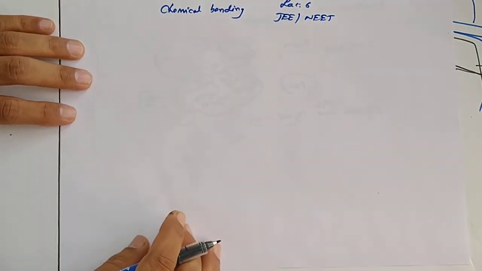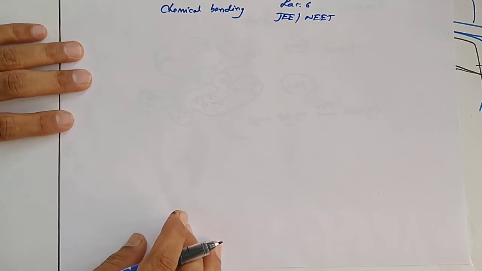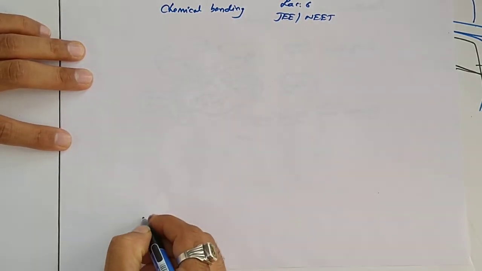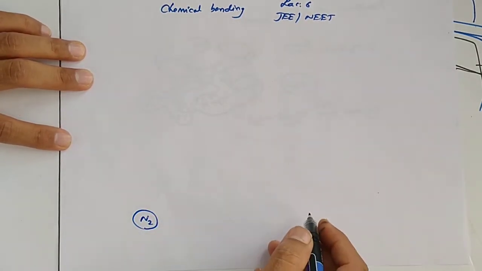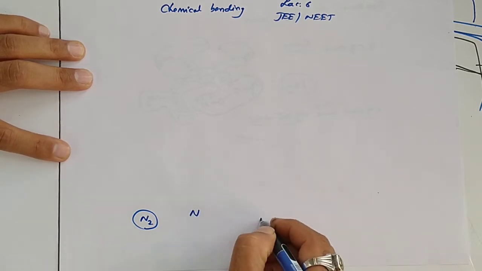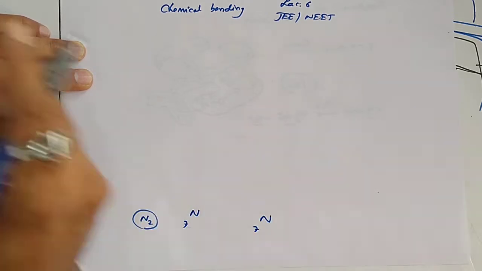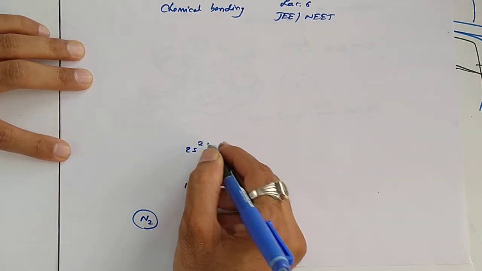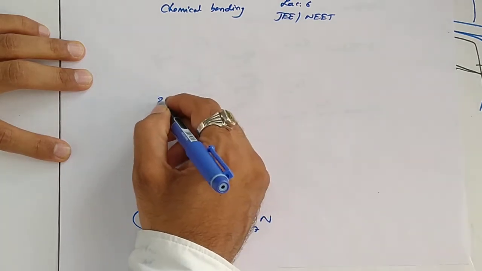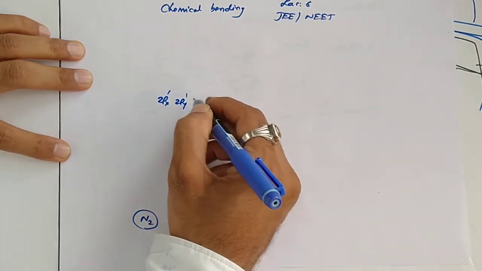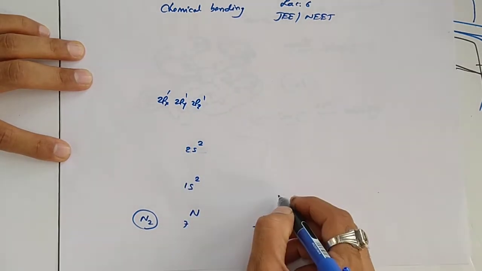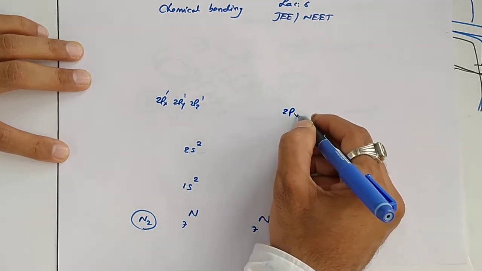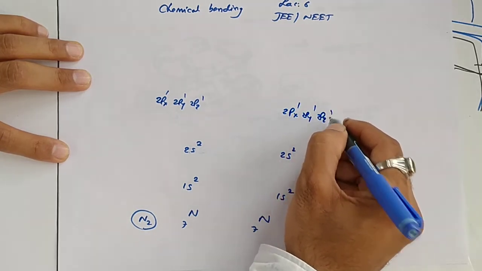In the last lecture we discussed some configurations of molecules, not of atoms. Once again, we are taking the configuration of dinitrogen gas. In nitrogen, the atomic number is 7, so the electronic configuration of the atom is 1s2, 2s2, 2px1, 2py1 and 2pz1. Here is one, so also 1s2, 2s2, 2px1, 2py1, 2pz1.